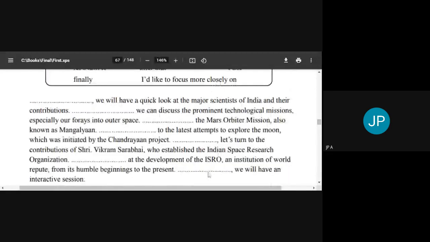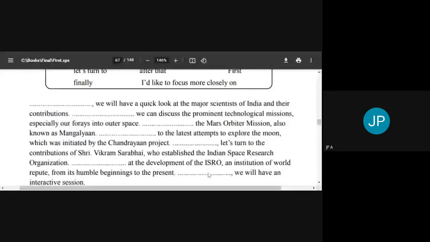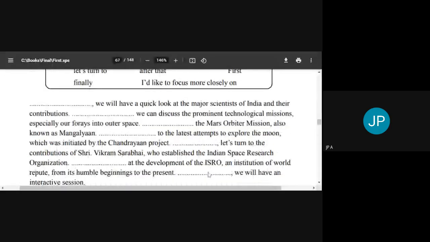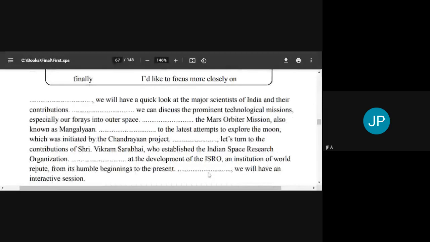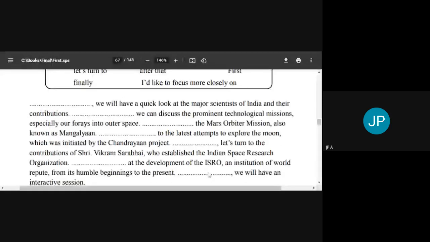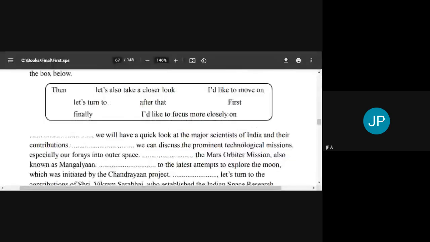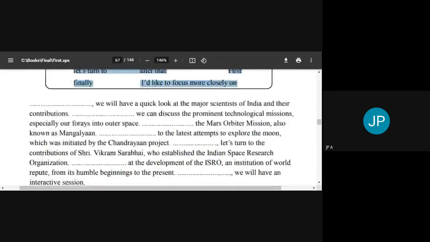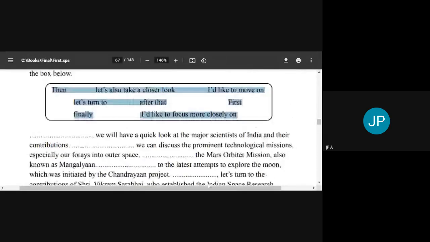This is a presentation about the Indian space research, and here the speaker is giving an introduction of the presentation that she is making about the Indian space research. And there are some connecting words which are given here, which we can make use of to fill up the blanks. This is an exercise which you can do on your own.